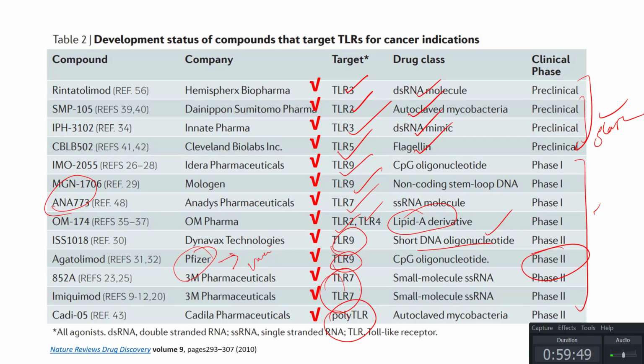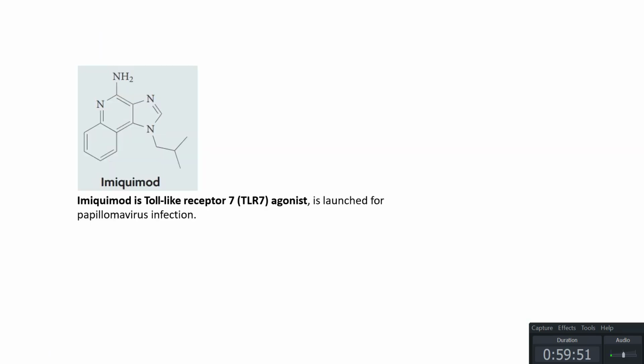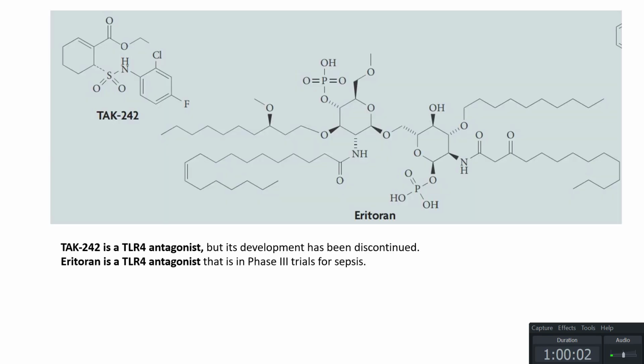Yeah, these things are in the clinical trial. Then this is one more molecule, imiquimod. It's a toll-like receptor 7 agonist, and it's also launched for the papilloma virus infection.